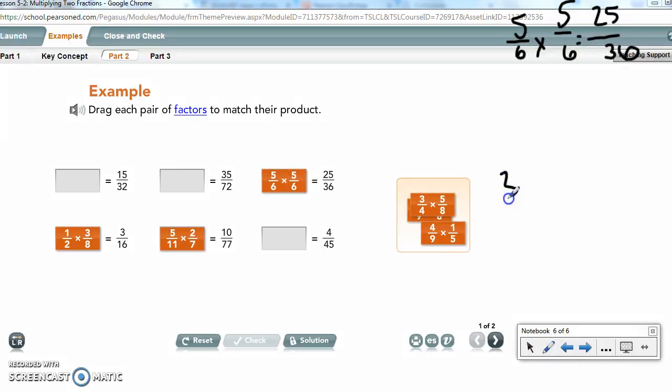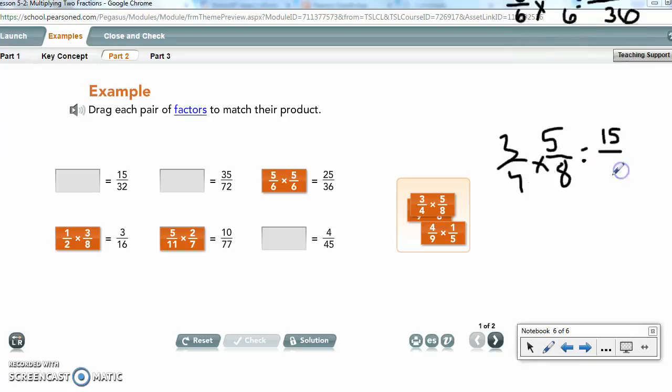Next, 3/4 times 5/8. 5 times 3 is 15. 8 times 4, 32. So 15/32.